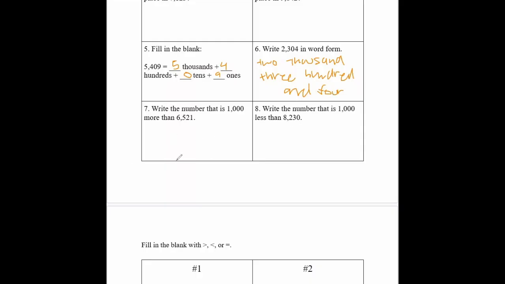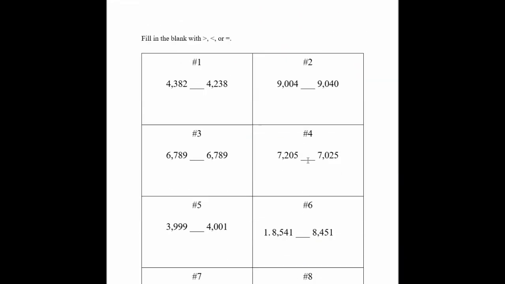Write the number that is 1,000 more than 6,521. So 6,521 plus 1,000 would be just 1 added to the thousands place, so 7,521. Write the number that is 1,000 less than 8,230. So 8,230 minus 1,000 would be 7,230, because it's 1 less than 8.